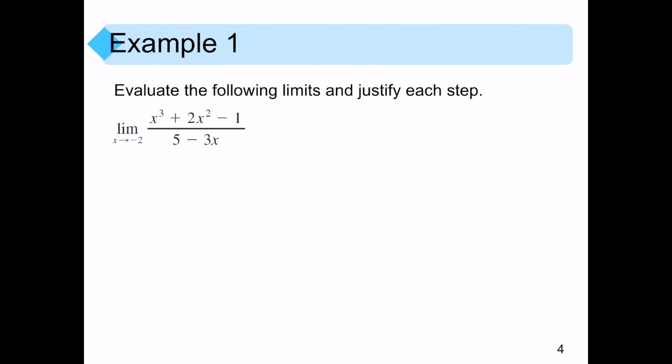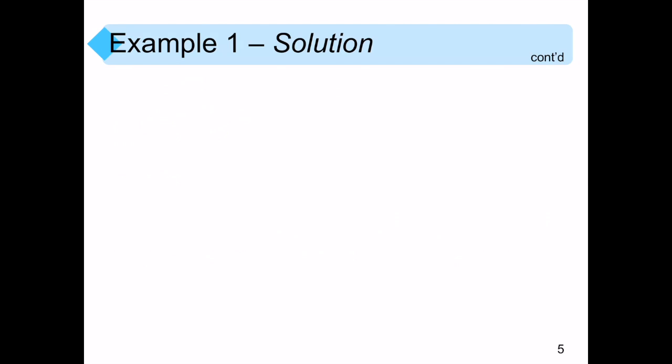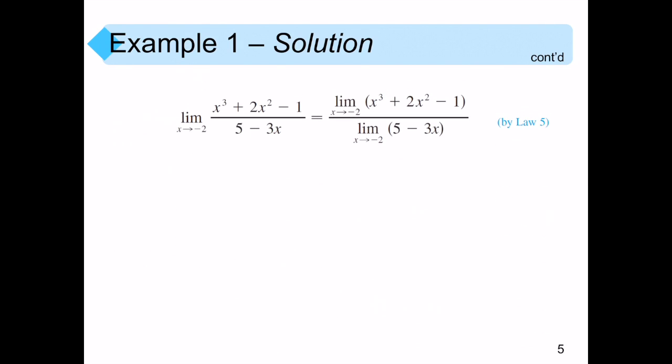Let's see how to use the laws to find this problem's limit. First, this problem is a quotient, so we need to use the quotient law. Before we use the quotient law, we need to understand that the denominator cannot equal 0. So we use law 5 to find this function's limit. Using this quotient law, we can write the limit of the quotient as the quotient of the limits.